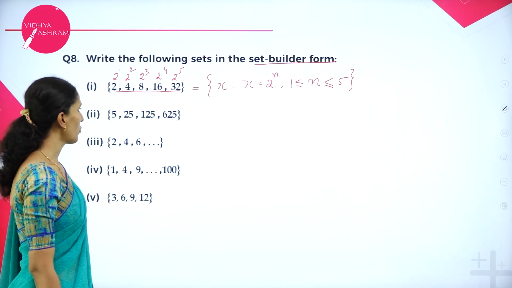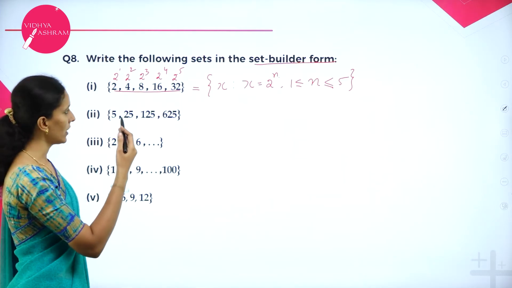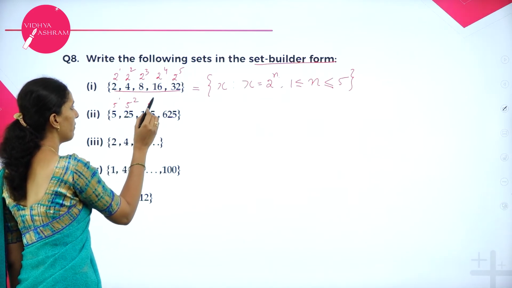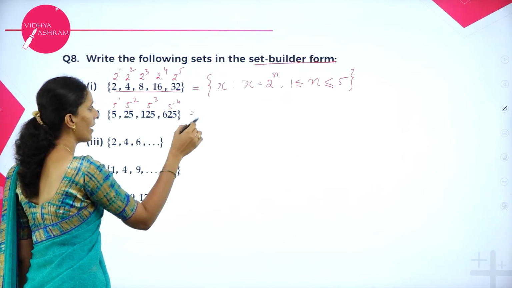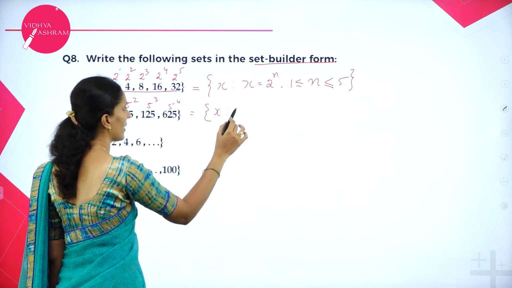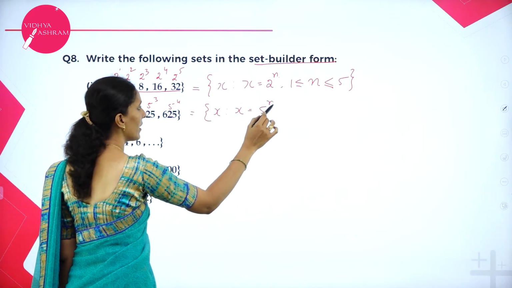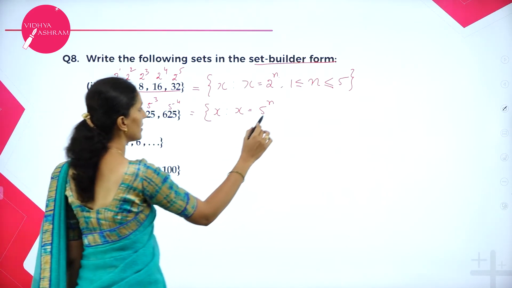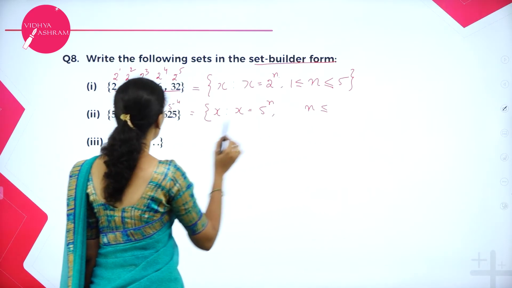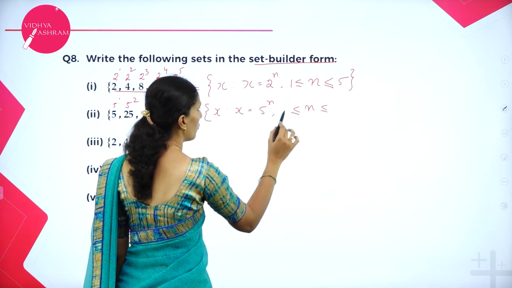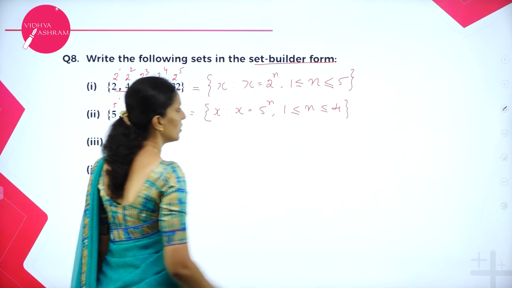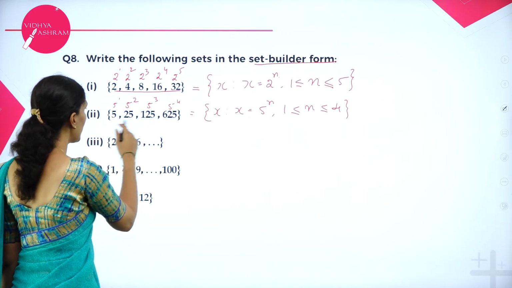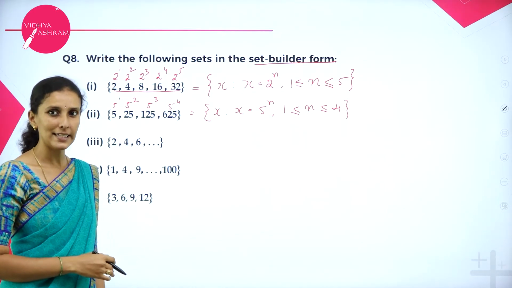Next we have 5, 25, 125, 625. So the same property you can see here. This is 5 power 1, 5 square, 5 cube, 5 power 4. So how can I write this? X such that X is equal to 5 power n. So what are the minimum and maximum values of n? n can take all the values from 1 to 4. So from 1 to 4. So if you put n equal to 1, 2, 3, 4, you will get the elements 5, 25, 125, 625.